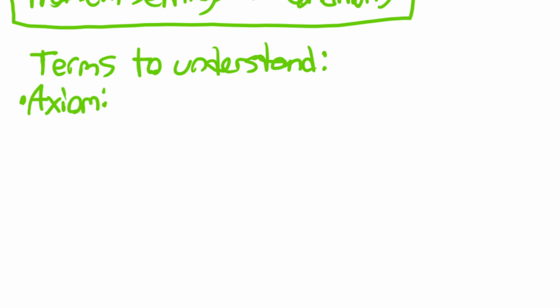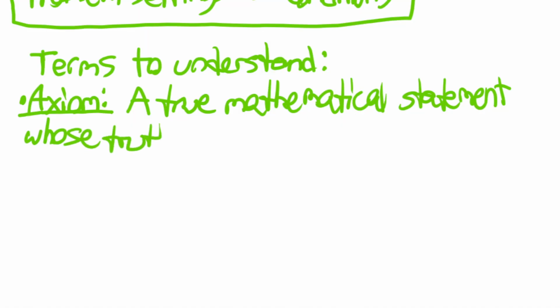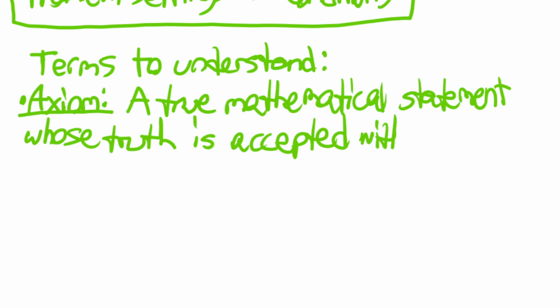So let's first look at some math terms to understand. And the first one is axiom. And an axiom is a true mathematical statement whose truth is accepted without proof.